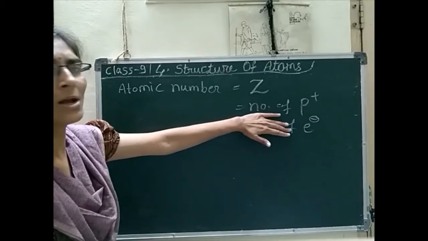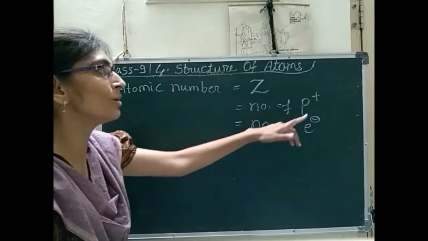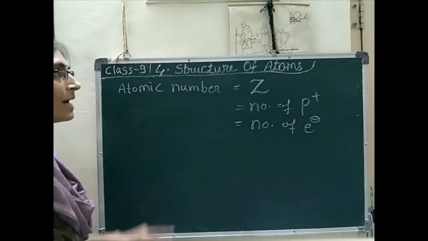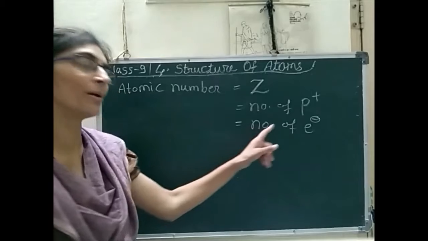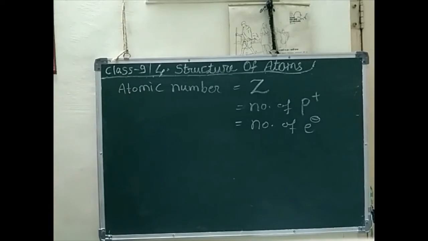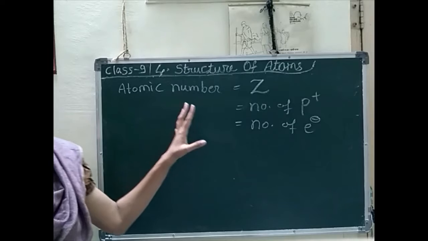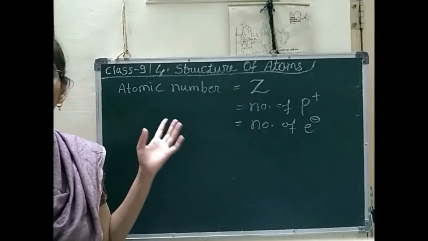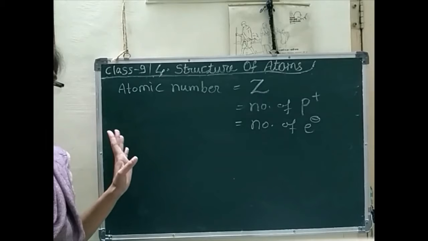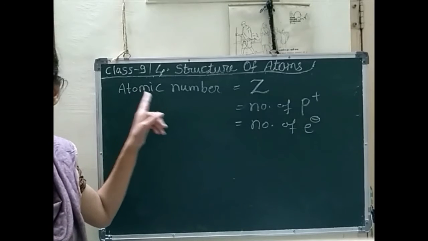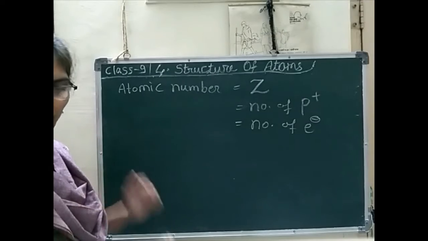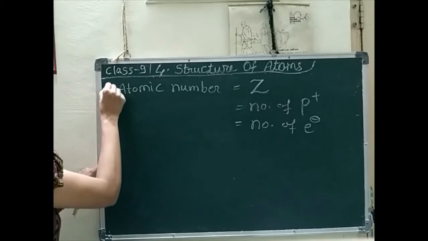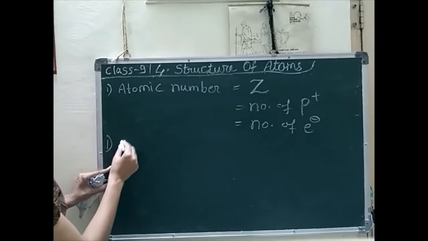We know that the number of protons is also equal to the number of electrons. That's why we can write Z is equal to the number of protons, and also Z is equal to the number of electrons. So this is the atomic number. How we can distribute electrons, we have seen in our last lecture, where we also used the atomic number for the distribution of electrons inside their discrete energy levels. So next is the atomic mass.